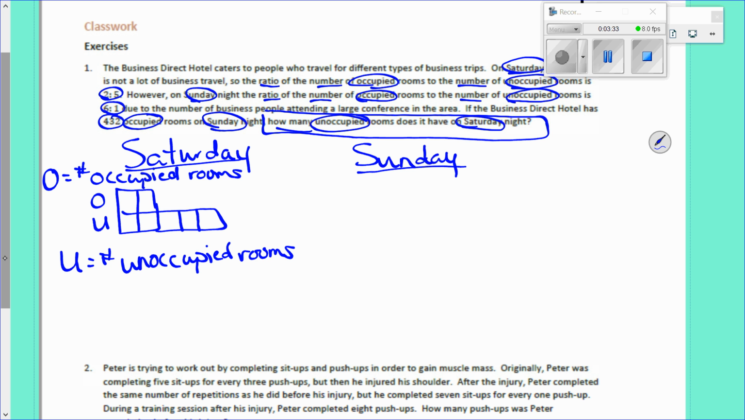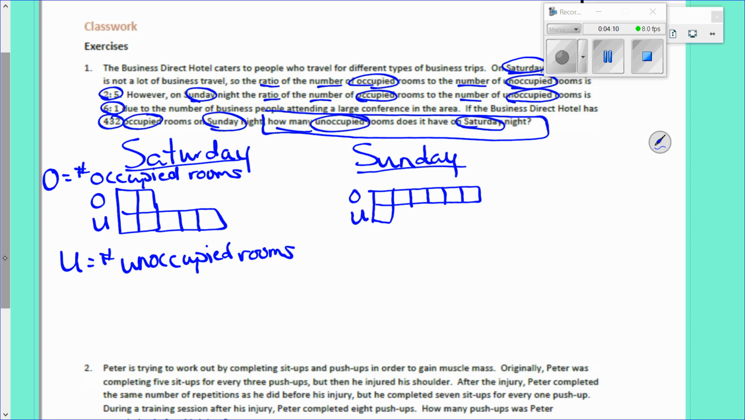They also gave us a ratio for Sunday night, didn't they? What is our new ratio on Sunday night, Sophie? 6 to 1. Is that still occupied to unoccupied? Yes. So I'm just going to change this up. So now it's 6 occupied to 1 unoccupied. I don't have to identify my variables again because I'm using the same variables, right? If you want to, that's fine, but that's honestly extra work you don't have to. As long as you've identified them once, you're going to be good.